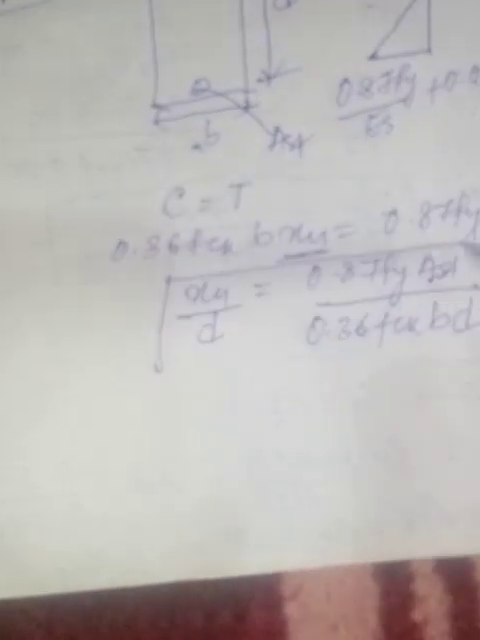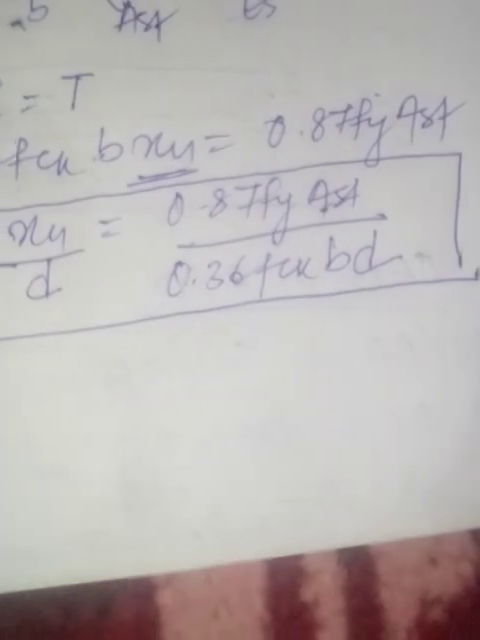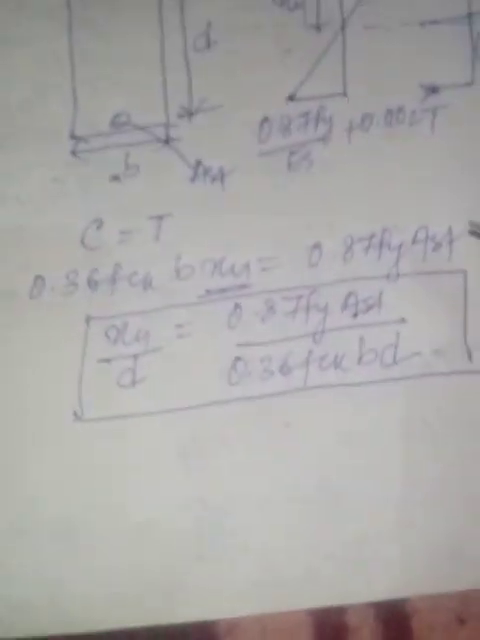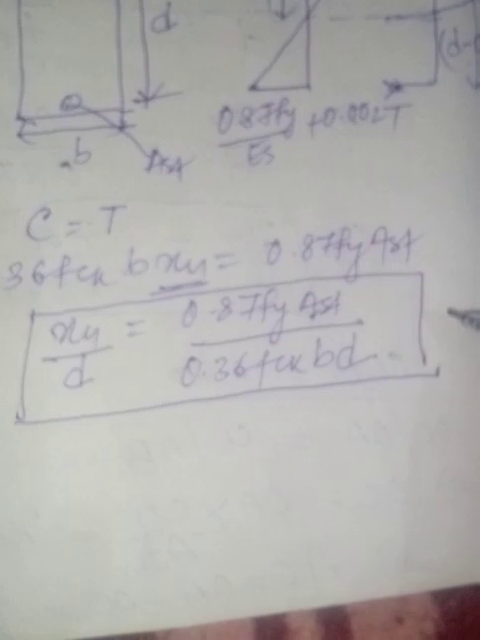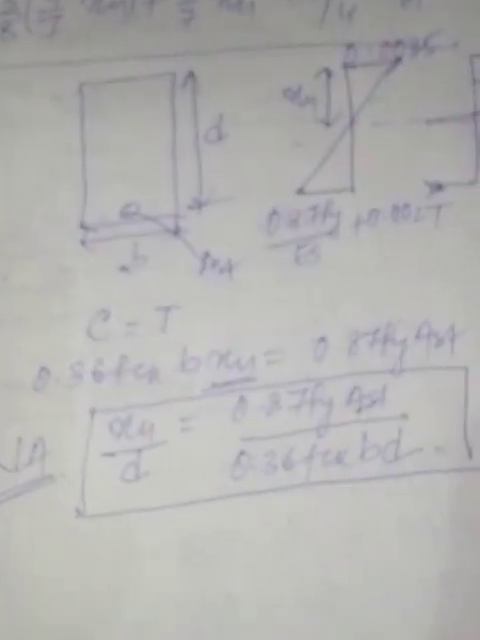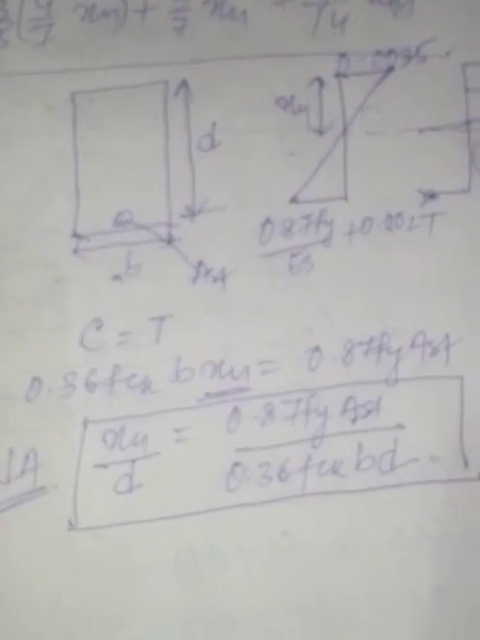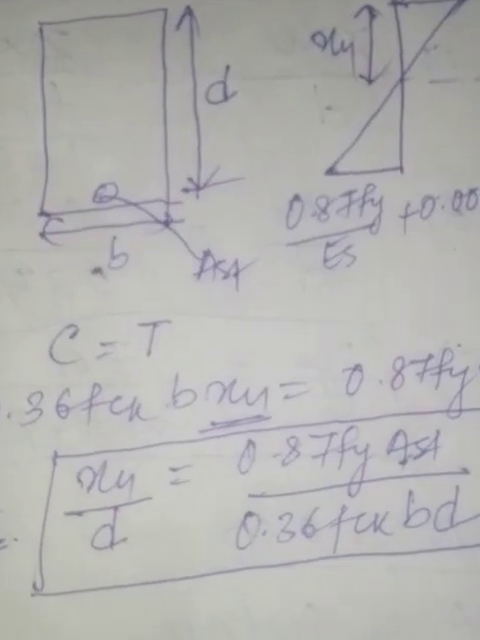XU ratio D is equal to 0.87 Fy Ast ratio 0.36 fck BD. From this we will check that in the given section where is the neutral axis. This is to find out the neutral axis at which depth, means XU is what and D is what. The proportion between these two we will check first from the equation of compressive force equal to tension force.